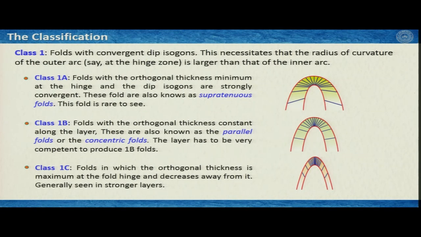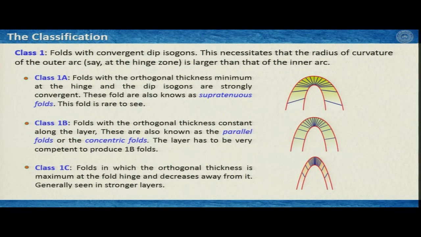So, class 1 folds are the folds with convergent dip isogons. As you can see here in these three images, we'll come here later, this requires that the radius of curvature of the outer arc at the hinge zone is larger than that of the inner arc, or in other words, the extrados has higher curvature than the inner arc. So, if that happens, then all the dip isogons along the hinge zone and the limbs would converge towards the fold core. And here we can have three possibilities.